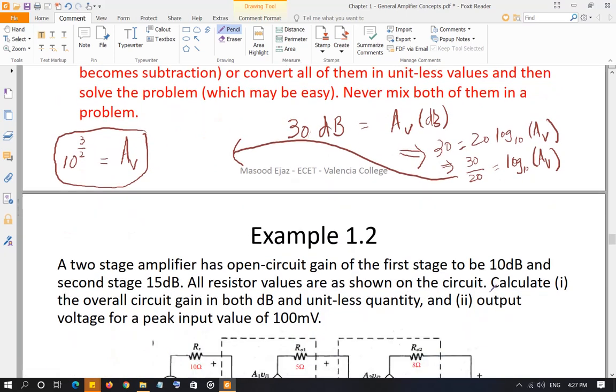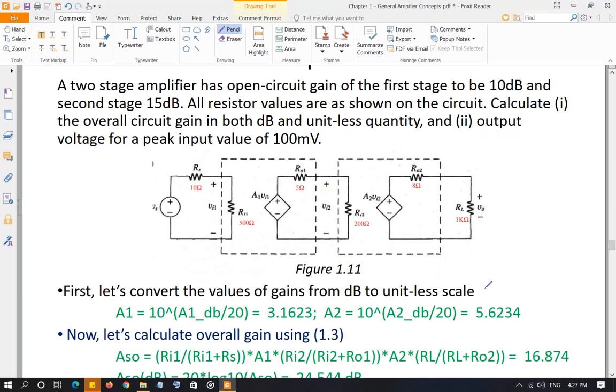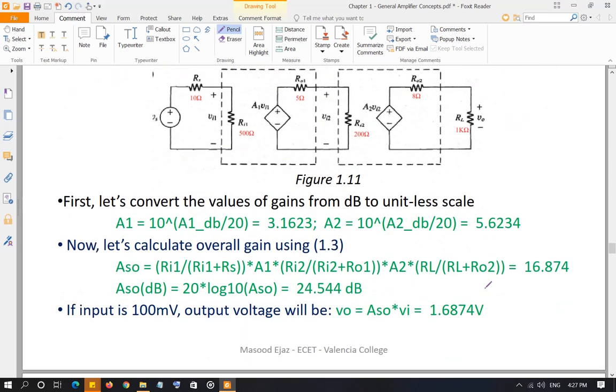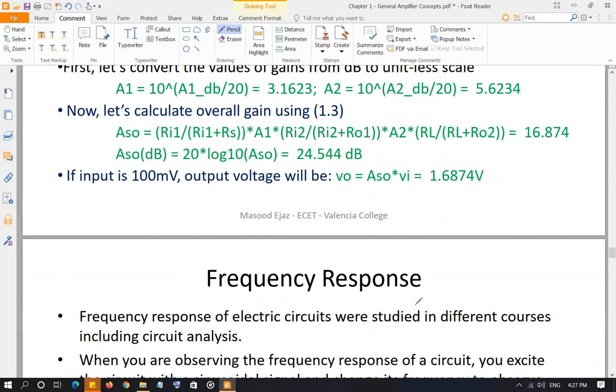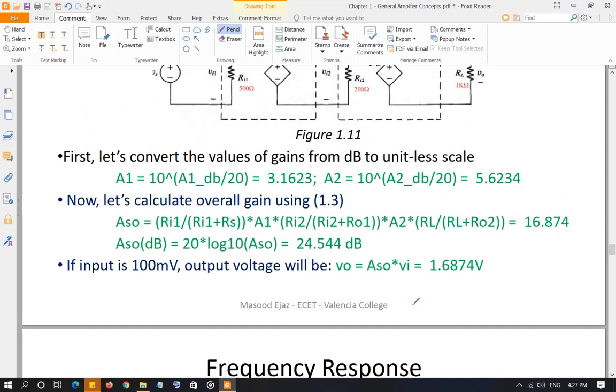All right, there's an example that I'm giving you. Go over that example yourself and you can understand. It's pretty straightforward. And in the next video, we can discuss frequency response.